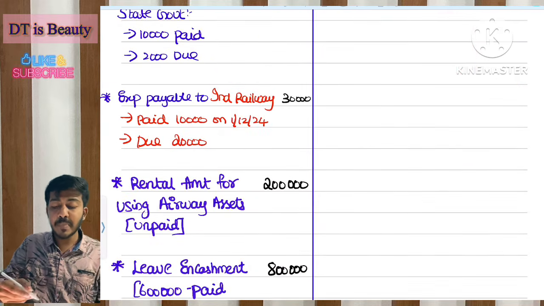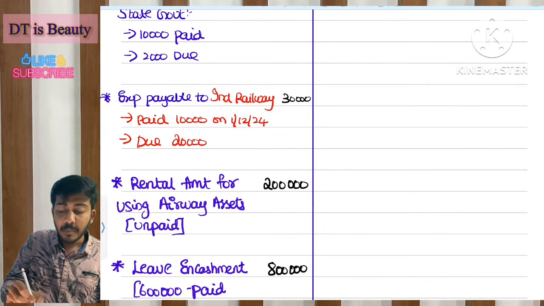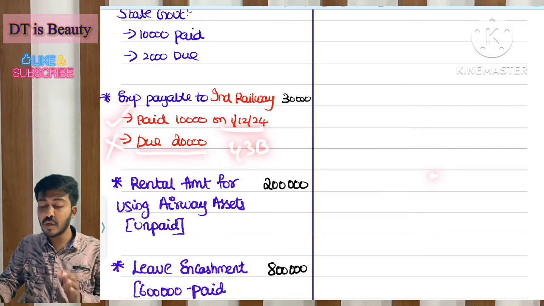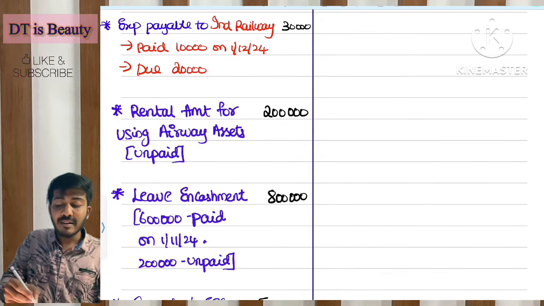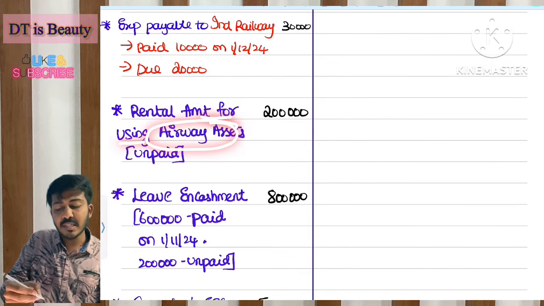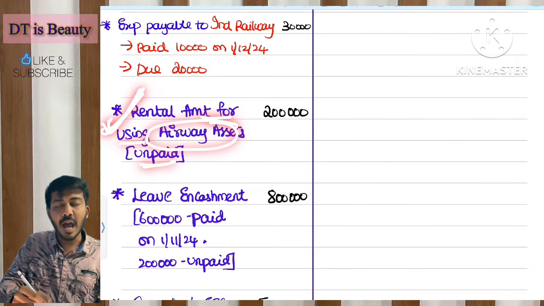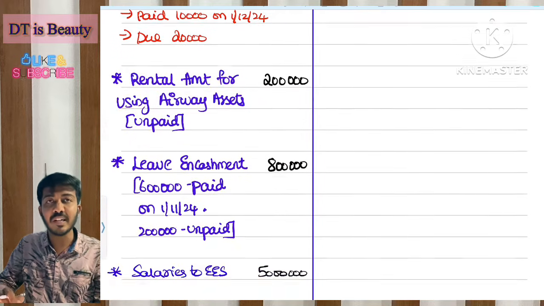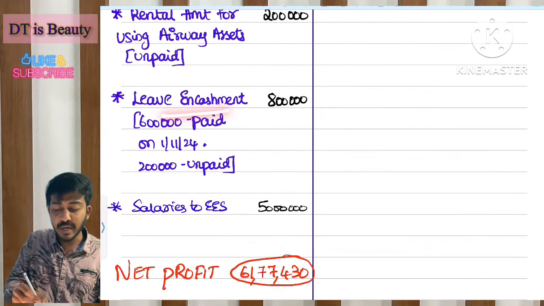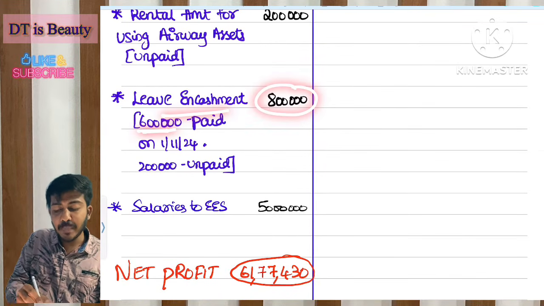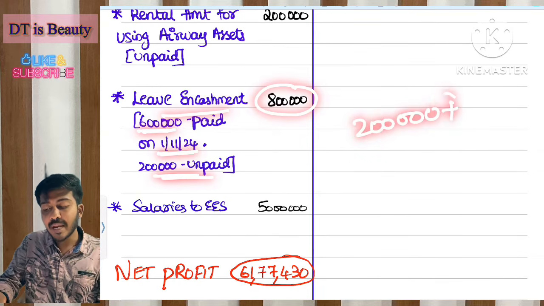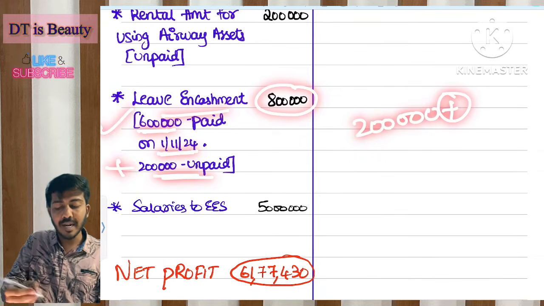Simple. Next one, expenses payable to Indian Railways, 30,000 paid in the same previous year. Super. The unpaid portion, 43B says it is not allowed as deduction because it is not paid within the 139 one-time limit. Rental amount for usage of airway assets not paid, still 100% allowed because 43B comes only for railways, not for airways, my dear friends. Simple. Then leave encashment. Out of 8 lakhs, 6 lakh is paid in the same previous year, 2 lakhs is unpaid, which means 2 lakhs should be added back to the net profit. This is wrong and this is correct.